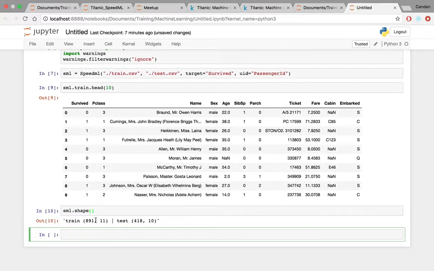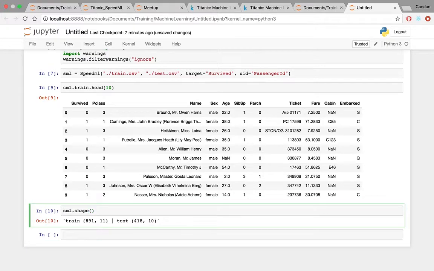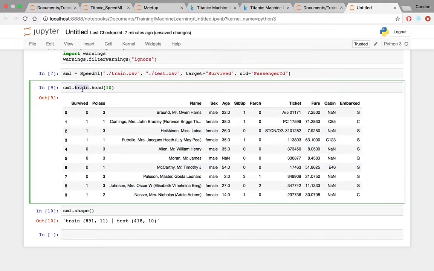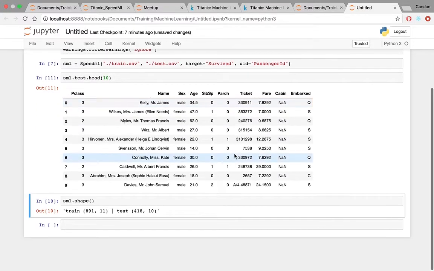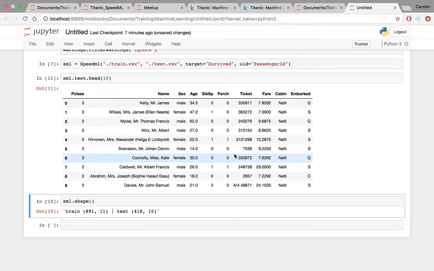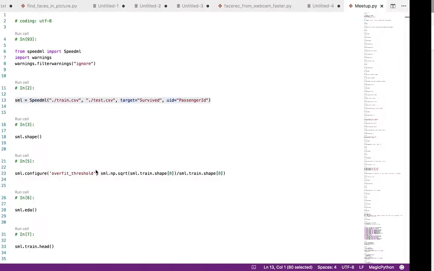Train data includes 891 rows and 11 columns, whereas the test data has 418 rows and 10 columns. So what's the difference? Let's look at the test data this time. As you can see, there is no survived column. This is just for testing purposes, for you to see whether you can predict properly. That's the result you need to submit to Kaggle. You need to estimate whether they survived or not. That's the goal.